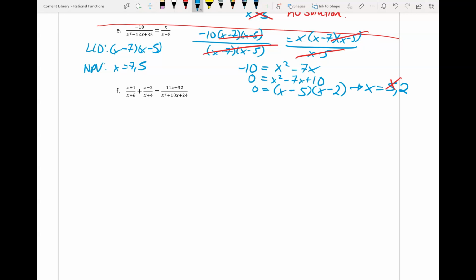Now for our last example. I'm going to factor this first. Factors of 24 are 6 and 4, and we can get a positive 10 if they're both positive. And that is going to be our LCD because you're going to have x plus 6 in one and x plus 4 in the other one. Then your NPV is going to be x equals negative 6 and negative 4.